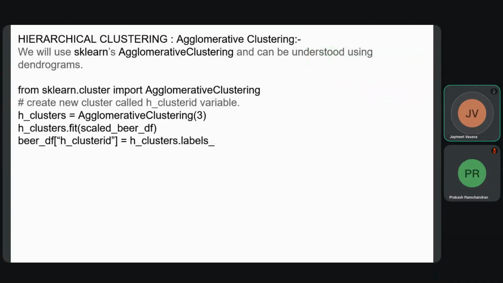So for agglomerative clustering, we'll use scikit-learn's AgglomerativeClustering, and this can also be understood through the dendrograms that we have used before. For this hierarchical clustering, we'll use the edge clusters as our model and fit it, and then create the edge cluster ID with its label for the hierarchical clustering. So we'll have the cluster ID as well as the edge cluster ID, and we'll see how the result looks.